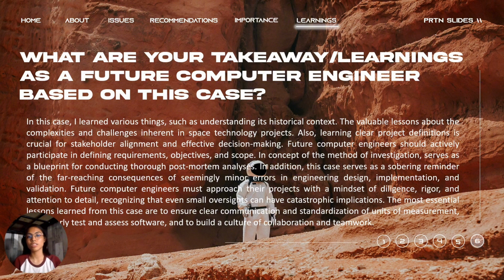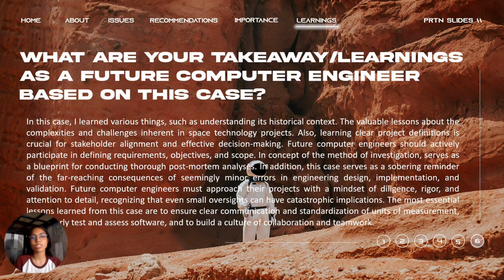In addition, this case serves as a sobering reminder of the far-reaching consequences of seemingly minor errors in engineering designs, implementations, and validation. Future computer engineers must approach their projects with a mindset of diligence, rigor, and attention to detail, recognizing that even a small oversight can have catastrophic implications.